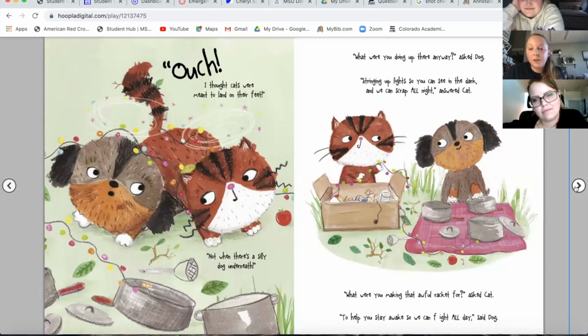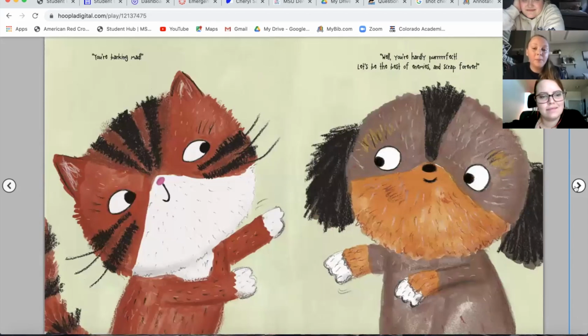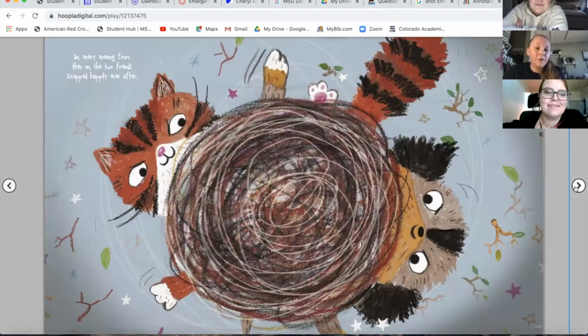Stringing up lights so you can see in the dark and we can scrap all night, answered Cat. What were you making that awful racket for? asked Cat. To help you stay awake so we can fight all day, said Dog. You're barking mad. Well, you're hardly perfect. Let's be the best of enemies and scrap forever. So every evening from then on, the two friends scrapped happily ever after.